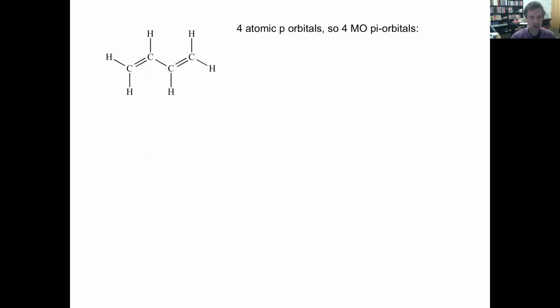Right, so we have 4 atomic p orbitals that partake in the pi bonding formation, and that means that we now have 4 molecular orbitals, pi orbitals. So 4 atomic orbitals in, 4 molecular orbitals out. Okay, so what do these molecular orbitals look like?